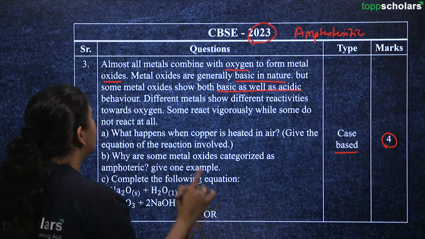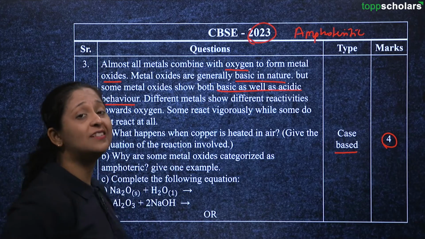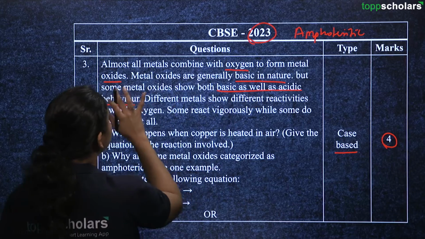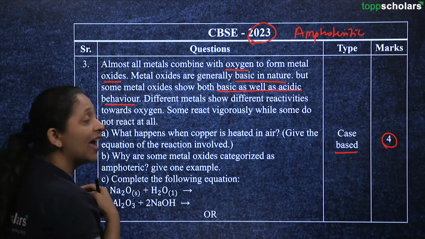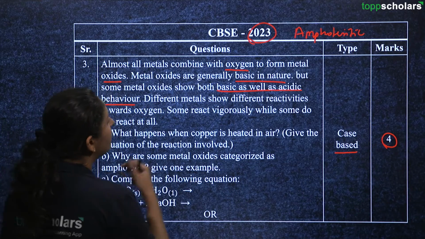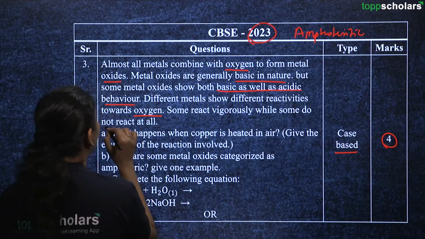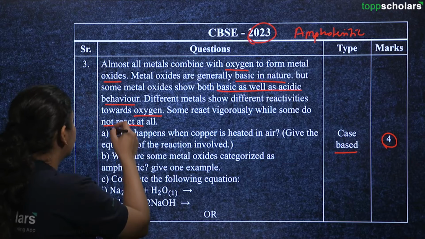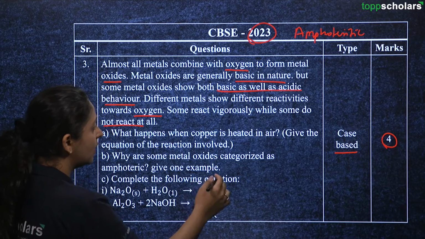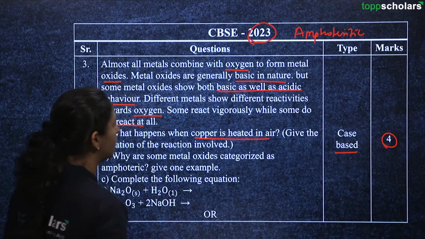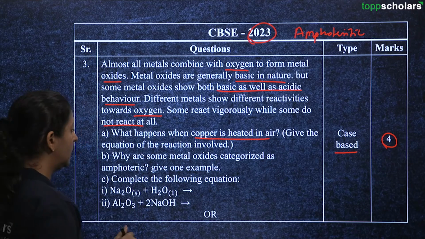So it is very important that you become familiar with all of these important concepts here, right? So they are saying that some metal oxides show both basic as well as acidic nature. Different metals show different reactivities towards oxygen. Some react vigorously while some do not react at all. So you are provided with different questions here and you have to state your answer. What happens when copper is heated in the presence of air? You have to determine the chemical equation.